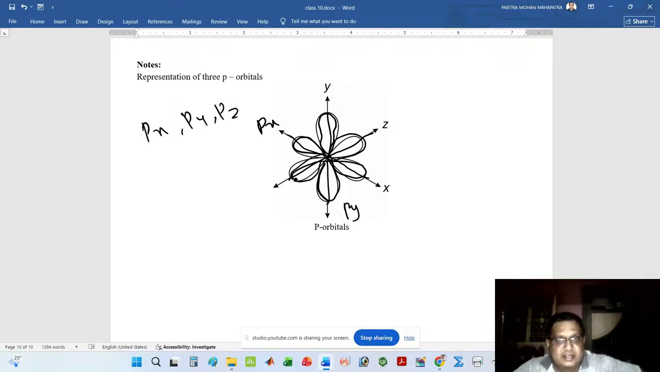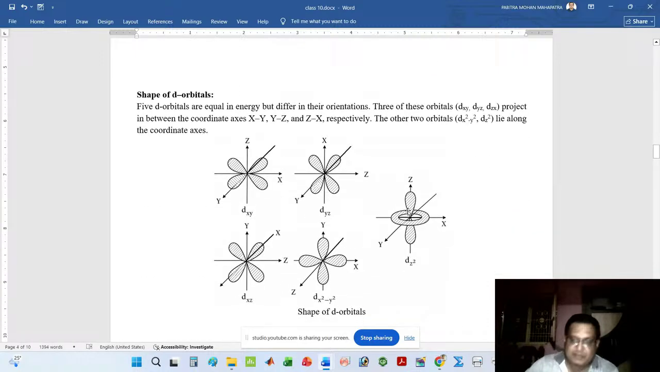If you take the 3p orbitals in a picture, then the picture looks like this. So here we can say this is the representation of 3p orbitals. Let's move to the shape of d orbital.